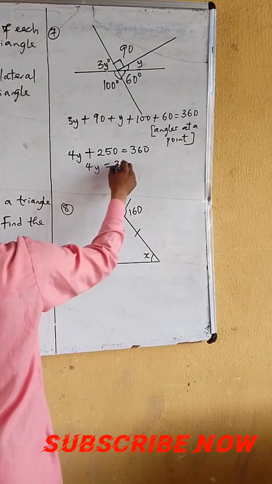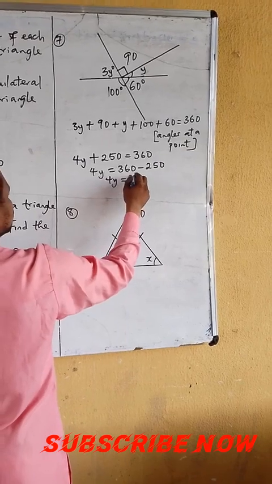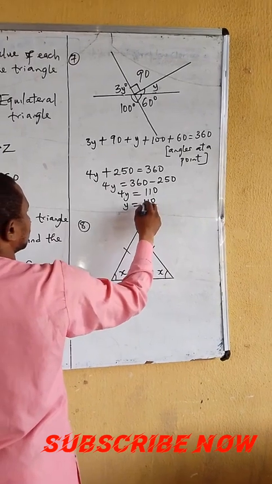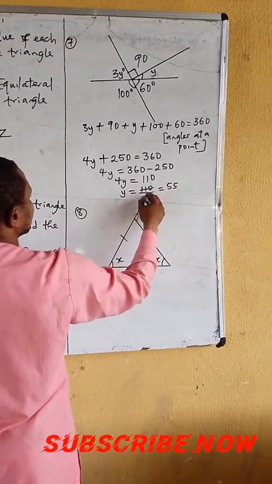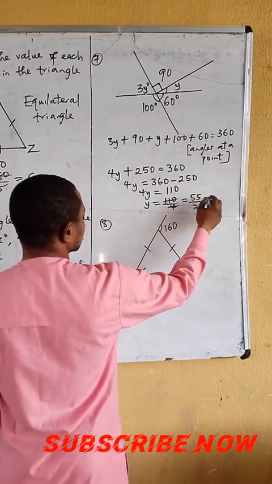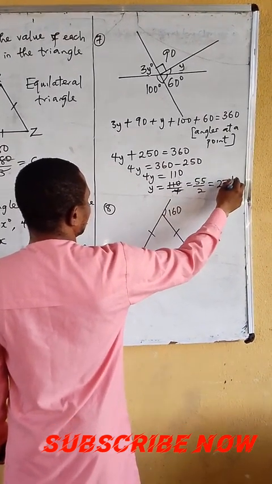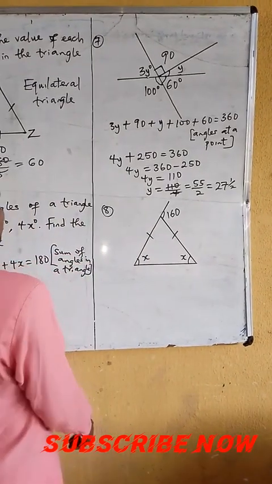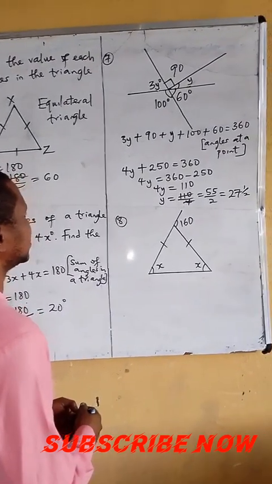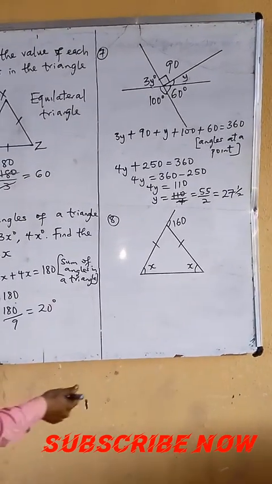So 4y is equal to 360 minus 250. 4y is equal to 110, and y is equal to 110 divided by 4. Divided by 2 here is 55 over 2. Don't forget, this will give us 27 and 1 over 2. Or probably you leave your answer in decimal form. That would be 27.5. Take note. Let's solve question 8.